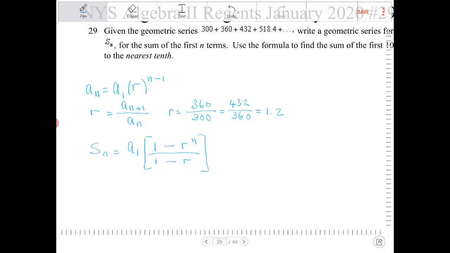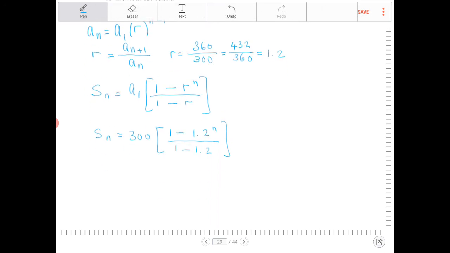So looking at this, I know what r is, right? So S sub n is equal to, and I know what the first term is. The first term is 300. I do 1 minus 1.2 to the n all over 1 minus 1.2. Or I can actually do a little bit of reduction. 1 minus 1.2 is negative 0.2, right? And then I have 300 divided by negative 0.2.